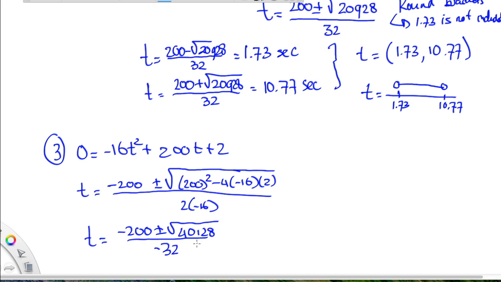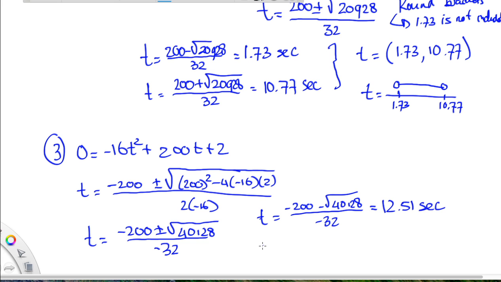And then I would split it, and again I would get 2 answers. I would get a t that's equal to a negative 200 minus the square root of 40,128 divided by a negative 32. So that's a negative minus another negative. So you get a negative here. 2 negatives, this is actually a positive answer. This would give you 12.51 seconds.